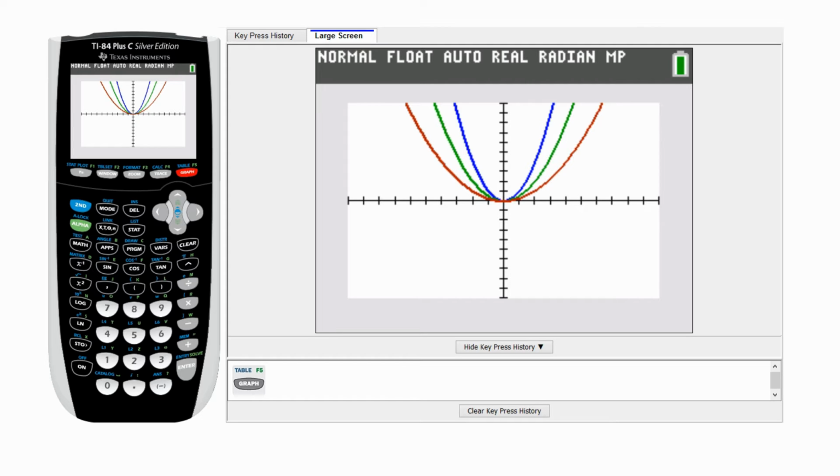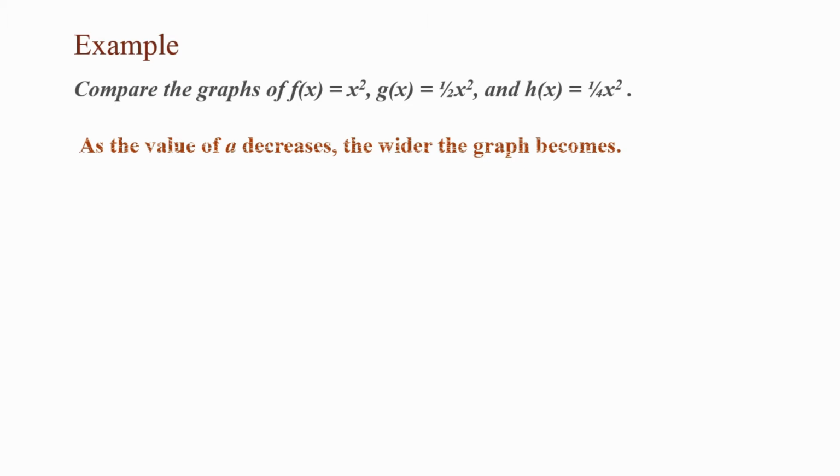Our blue graph is f(x) = x^2. The green graph is g(x) = 1/2 x^2, and our brown graph is h(x) = 1/4 x^2. As the number in the denominator of our fraction becomes larger, the wider our graph becomes. As the value of a decreases, the wider the graph becomes.